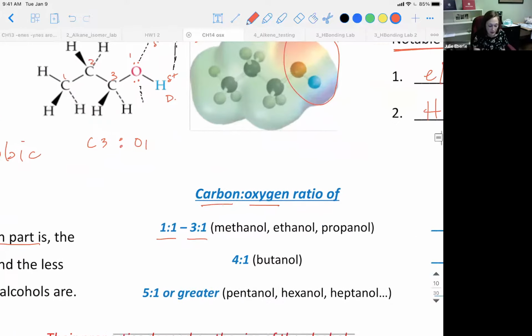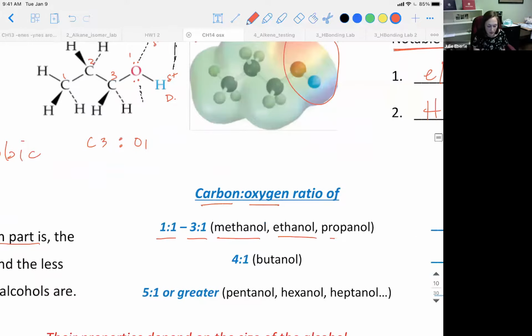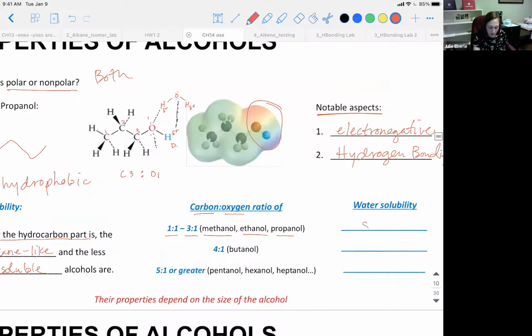That's my ratio. So that's either methanol, ethanol, or propanol. These are soluble, because the hydrocarbon portion is pretty small. But if your ratio becomes 4-to-1, so now we're talking about butanol, you've got 4 carbons in the molecule, only 1 oxygen. There is slight solubility. So it's slightly soluble.